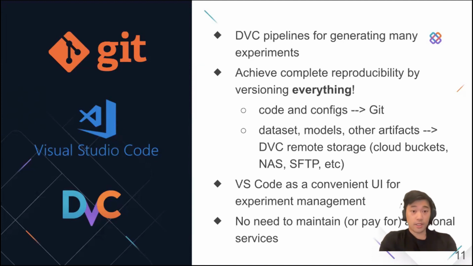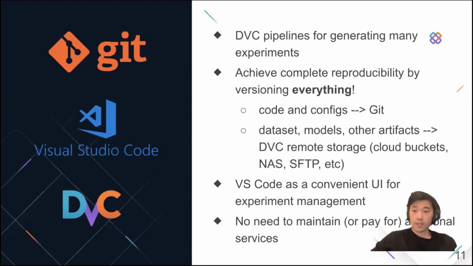And finally, DVC. So we'll use DVC to create machine learning pipelines. And they come with lots of additional benefits, as we'll see later on in practice. And they will help us achieve all the 3 goals that I mentioned earlier. So we'll be able to version codes and configs in Git, while our data set and models and other artifacts will be versioned in DVC remote storage.